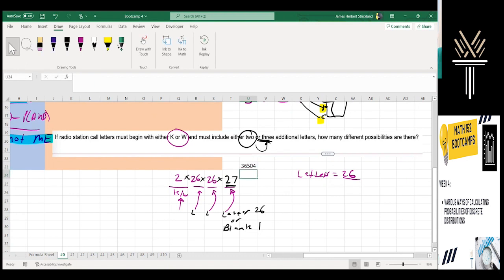And so for radio stations, there are 36,504 total ways you can list out call letters to radio stations. And that's without including things like numbers, Fox 105, and that kind of stuff. When you start including numbers, it gets even a lot more.